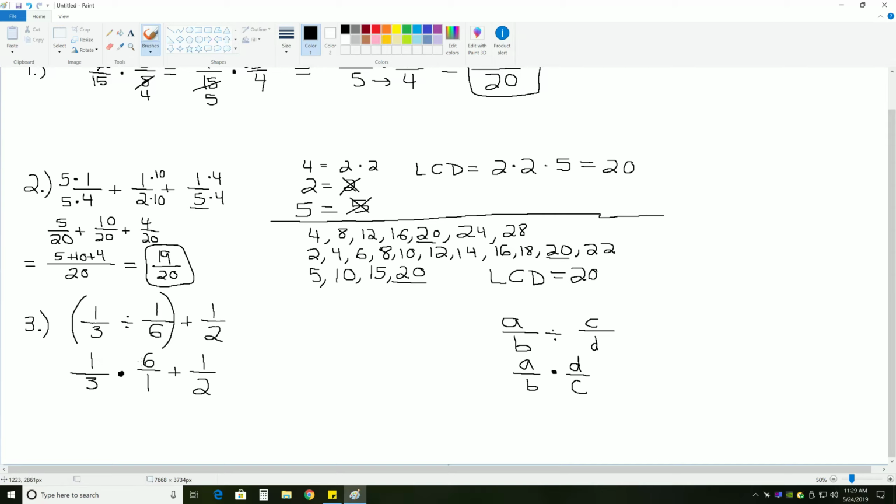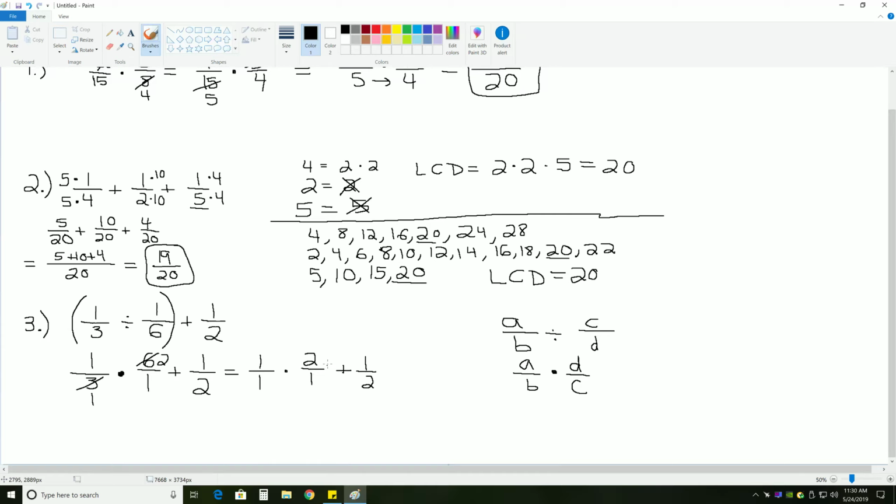1/3 times 6 over 1 plus 1/2. We're multiplying these fractions together. And remember, we want to check if there's anything common between the top and bottom. So 3 and 6 are each divisible by 3, so we're going to take care of that first. 3 divided by 3 gives us 1. 6 divided by 3 gives us 2, which leaves us with 1 over 1 times 2 over 1 plus 1/2.